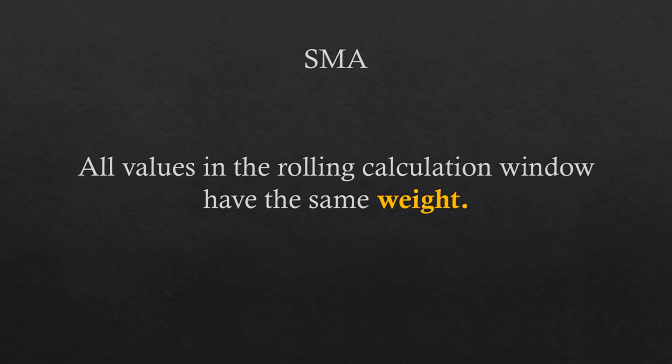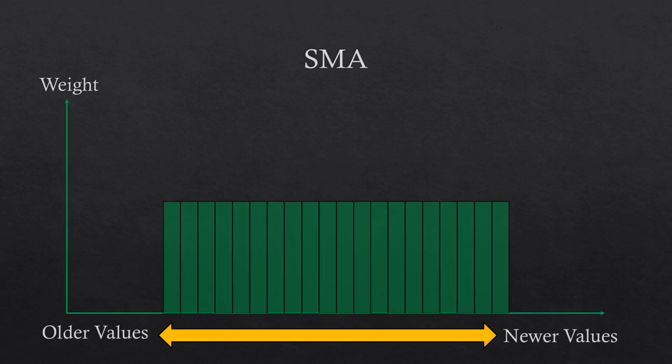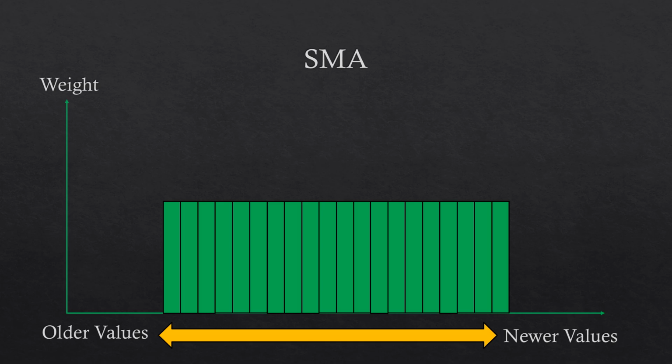If we use a graph to represent the way values are weighted in the simple moving average, we'll get something like this. Consider that each of these bars represent one value in the calculation of an SMA. The x-axis represents the values in the series, and the y-axis represents the weight or importance that each value has in the calculation. Notice that all bars have the same height. That means that in an SMA, the oldest value of the rolling calculation window is as important as the newest value. However, if we think about this for a moment, we'll see that the SMA doesn't make much sense.